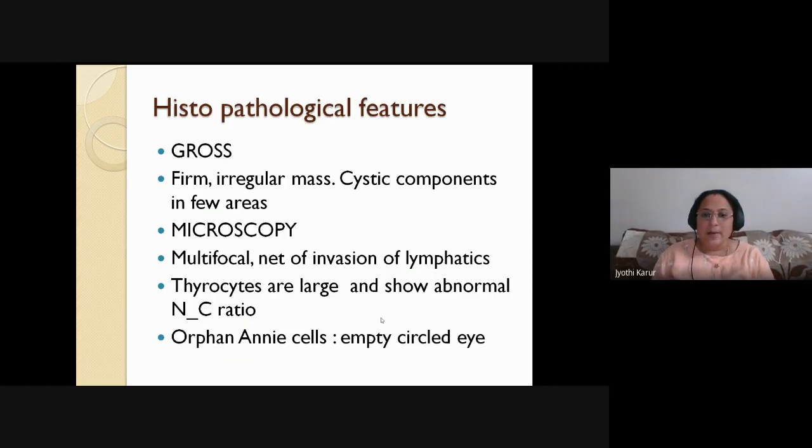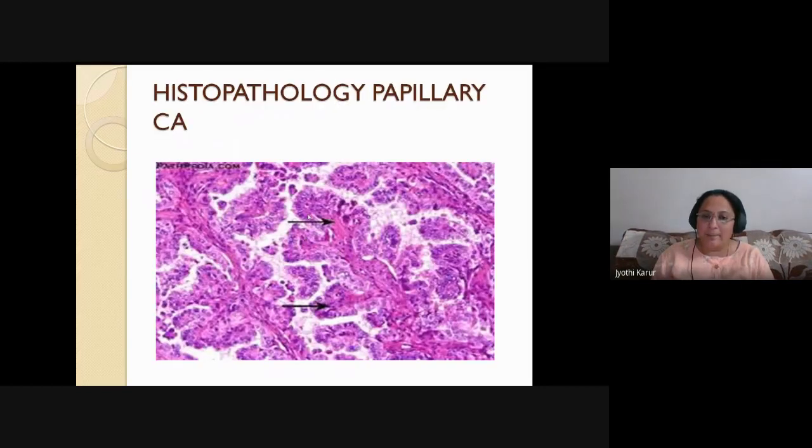So this is the papillary pattern. What is papillae? As you know, what do you understand by papillae? That means finger-like projections. Both papillary and follicular arise from the thyrocytes. But if you look at this, are they looking like a finger pattern? Okay. So this is the finger-like papillae.